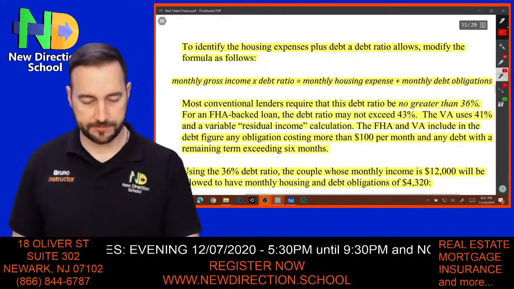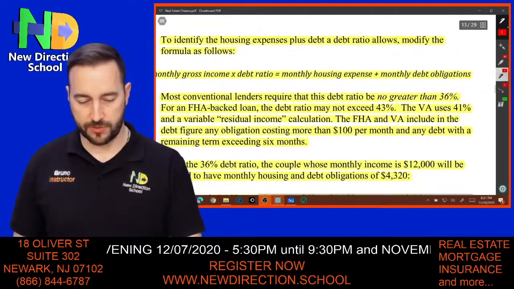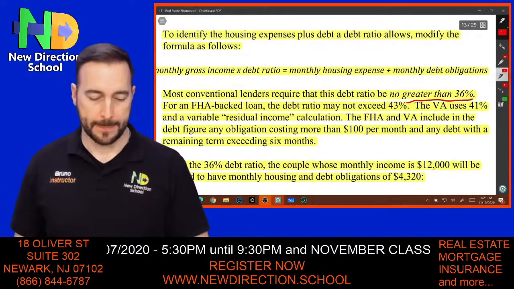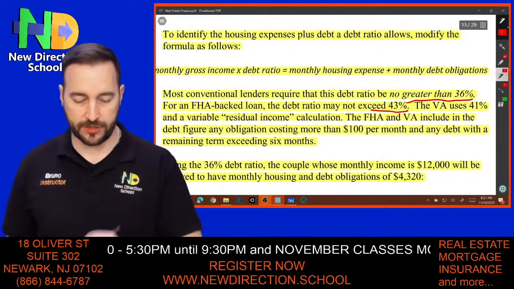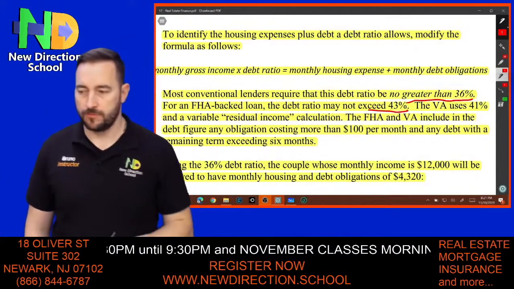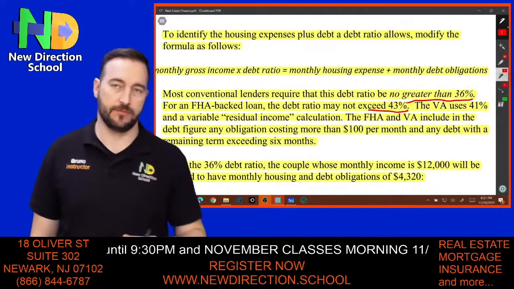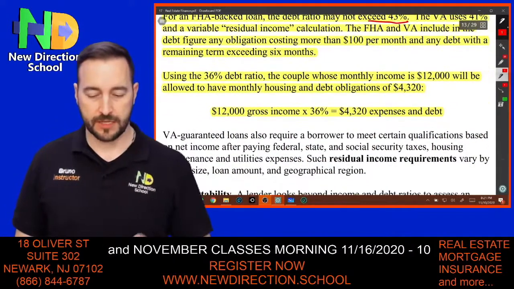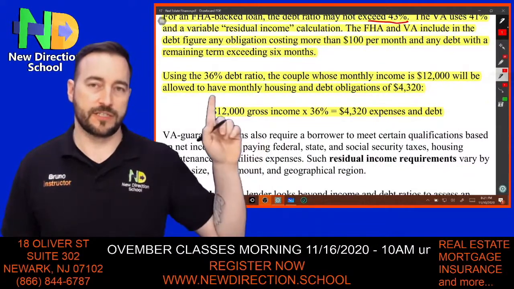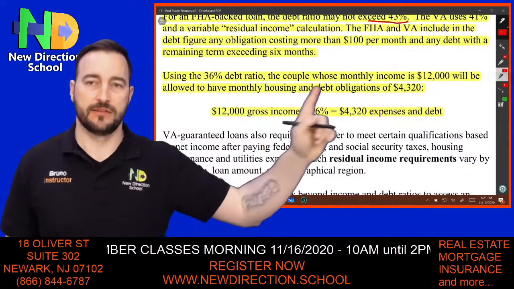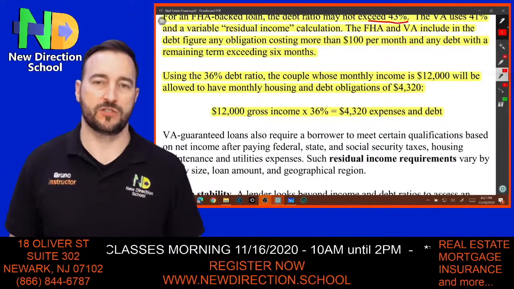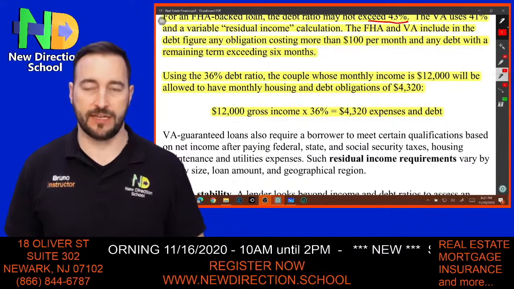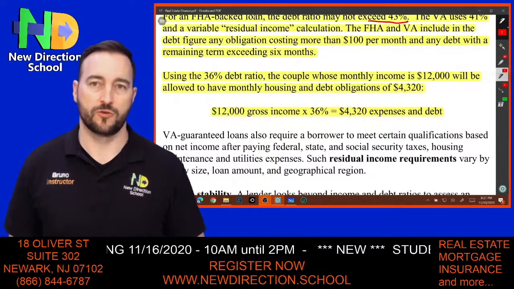Here's an example. Most conventional loans require the back-end ratio to be no more than 36%. For FHA, no more than 43%. So let's look at, and I'll explain this better in a second, for you guys to ask questions, using the 36% debt ratio for conventional loans. The couple whose monthly income is $12,000 will be allowed to have monthly housing and debt obligations of $4,320.